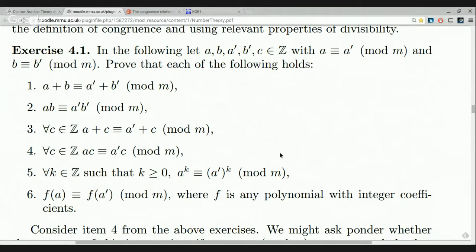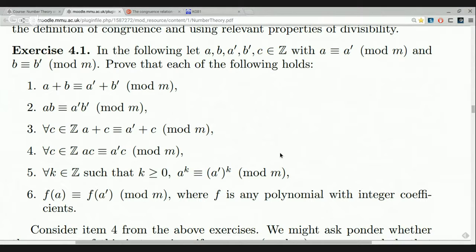now A and A prime are introduced at the top. A is congruent to A prime, modulo n. So if you've got two numbers that are congruent to one another, meaning n divides their difference, or equivalently, when you divide them by n, they both leave the same remainder, A is congruent to A prime.